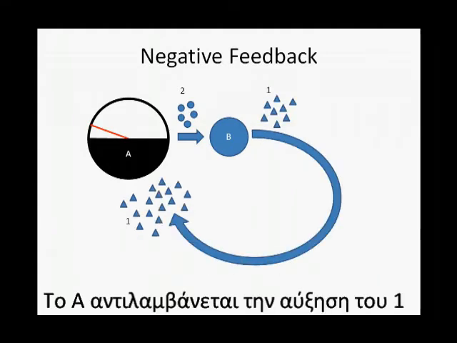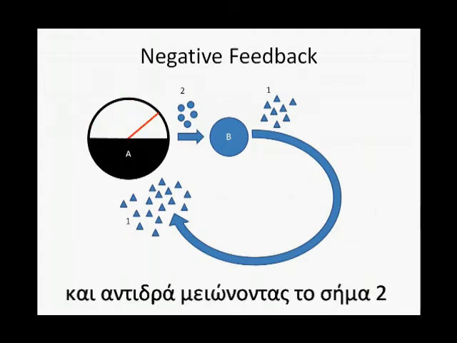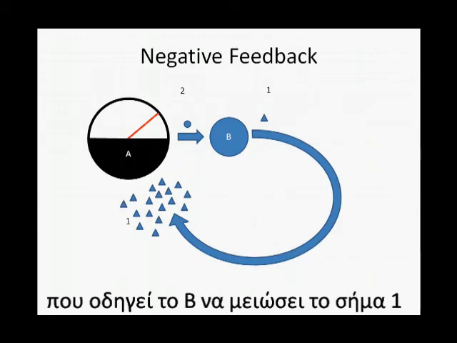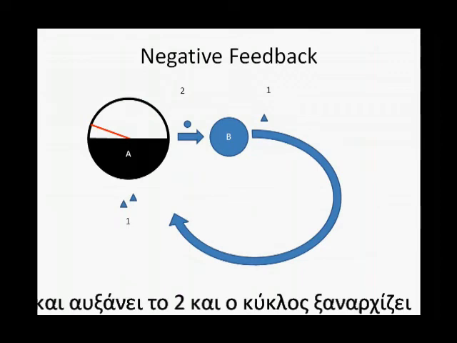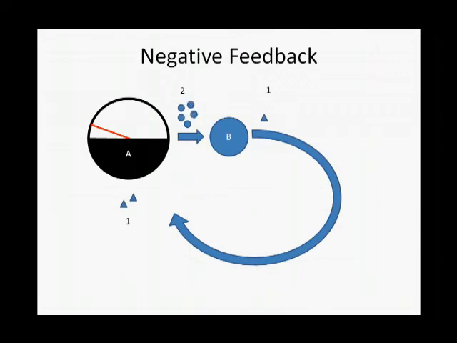A senses and responds to increase levels of number 1, and as a result cuts back on its own production of number 2, which therefore drives B to decrease its production of number 1. With levels of number 1 low again, A would sense and respond to this change. As a result, it would ramp up its production of number 2 and start the cycle all over again.